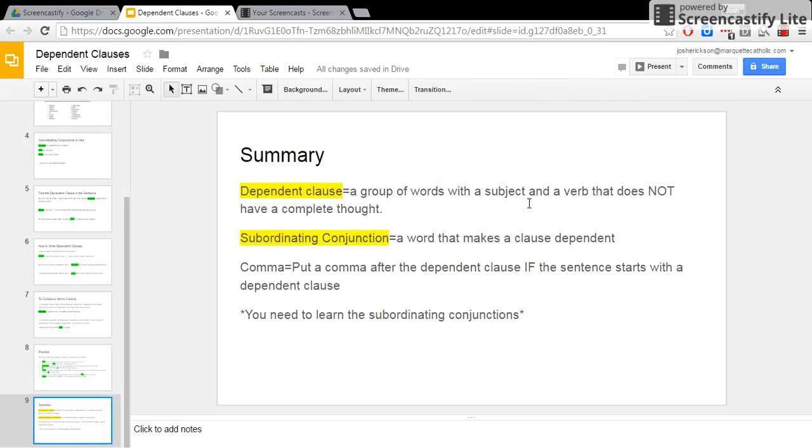And then finally, a summary. This is everything that we talked about: dependent clauses, subordinating conjunctions, and when to put a comma. So thank you for listening for the last 10 minutes about the exciting world of dependent clauses.